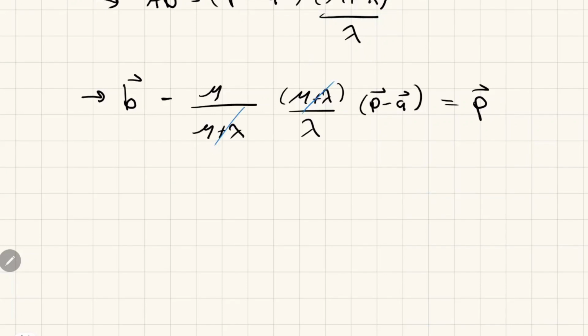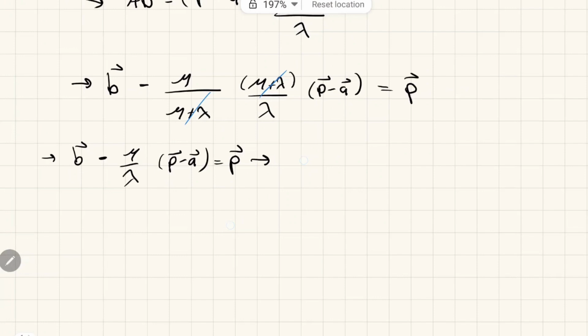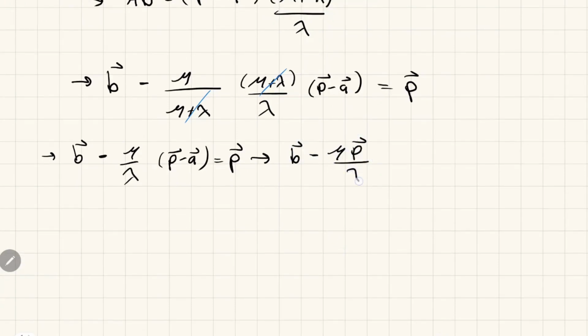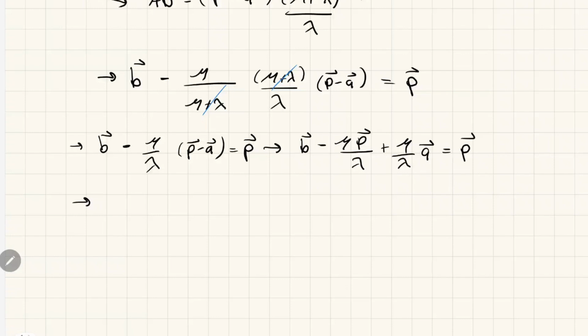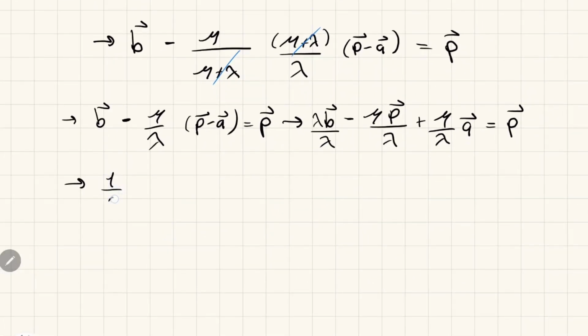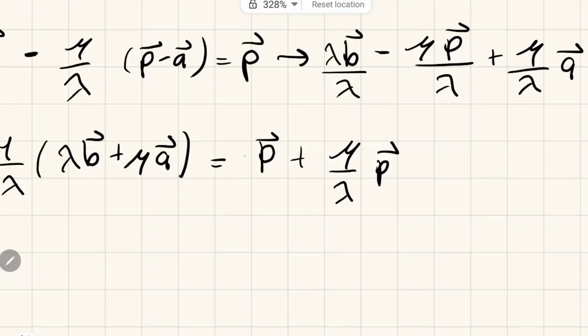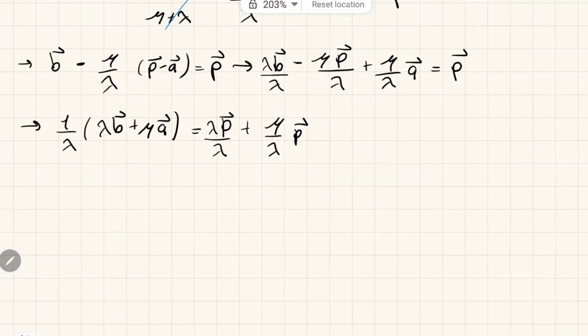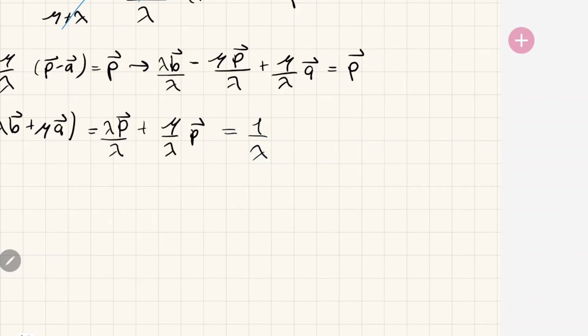After canceling these two terms, we get B minus mu divided by lambda times P minus A equals P, and this is equivalent to B minus mu P divided by lambda plus mu divided by lambda A equals P. Multiplying by lambda on the numerator and the denominator, we get that 1 divided by lambda times lambda B plus mu A is equal to P plus mu divided by lambda P. Again, multiplying by lambda, this is equal to 1 divided by lambda times P times lambda plus mu.